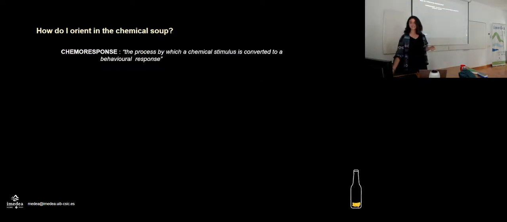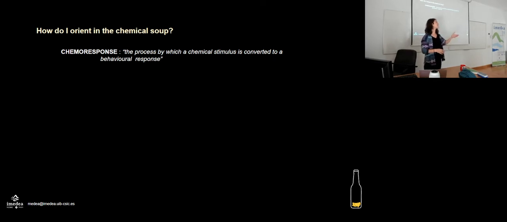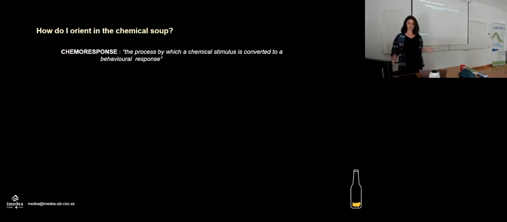So how do I orient in the chemical soup? I already said it a bit. It's a chemoresponse, the process by which a chemical stimulus is converted into a behavioral response. And in this presentation, I talk only about chemoresponses because that's what the work is about. But it's not the only way that microorganisms have to orient themselves and know where they are and where to go. It's a crazy world of possibilities, but we are talking about maybe the most intuitive one, which is: there's a chemical stimulus, and I'm able with my chemoreceptor to sense it and react to it.